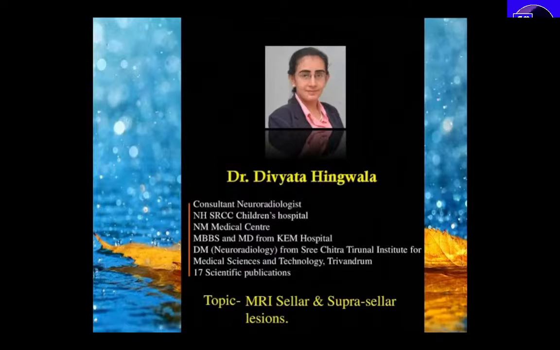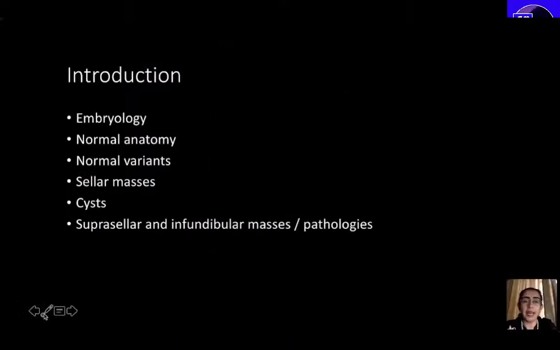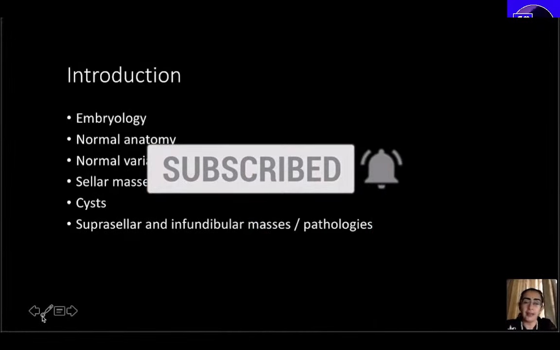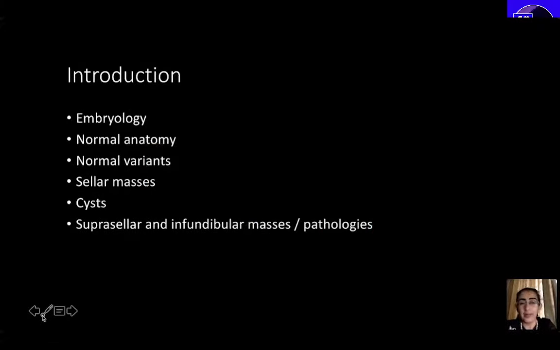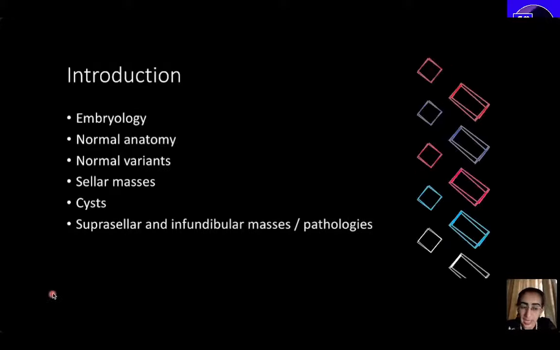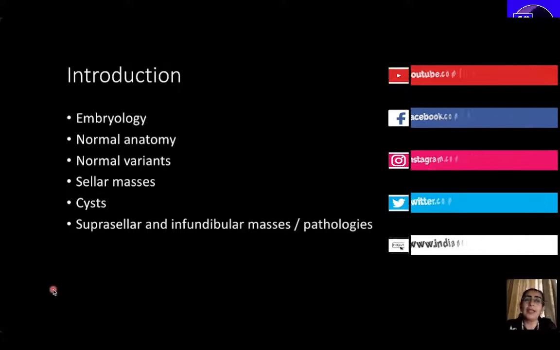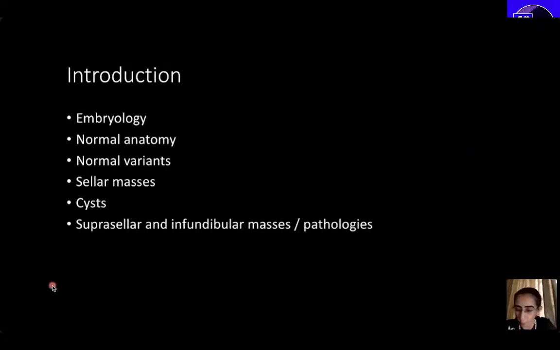So this is a presentation on the imaging in sellar and suprasellar lesions. I will begin with embryology, followed by normal anatomy, a few anatomical variants, and then we will talk about sellar and suprasellar masses, including solid as well as cystic lesions. This is by no means a comprehensive overview, but more of a case-based review of a few interesting cases, which will help us to see the problems we may face in day-to-day reporting.